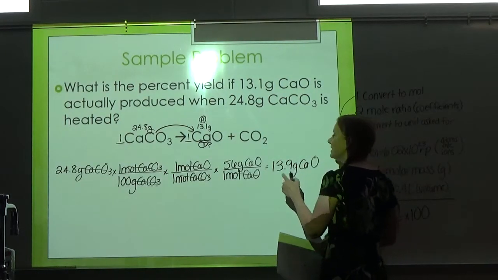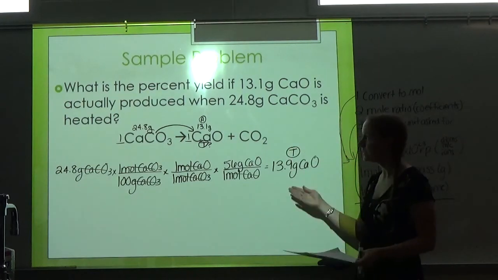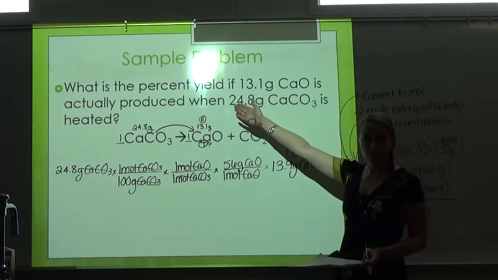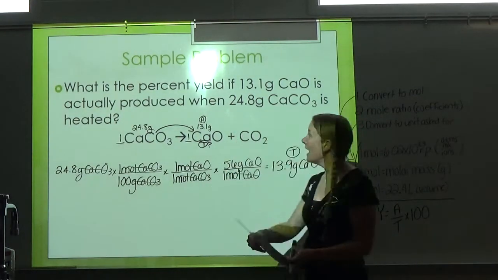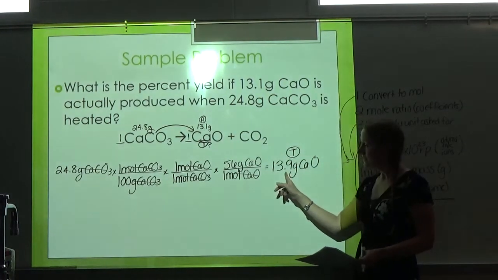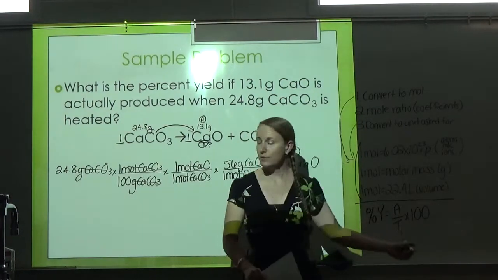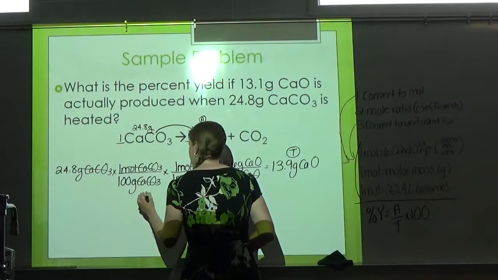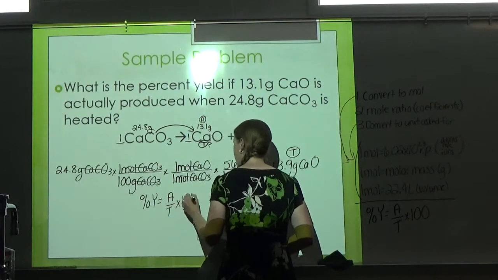Now this is not the answer to the question. This is just the theoretical. It's asking what's the percent yield, so I'm going to have to use this formula. See, now I have the actual, that's what they gave me. We just calculated the theoretical, so now I can plug into my actual over theoretical times 100. So percent yield is the actual over theoretical times 100.